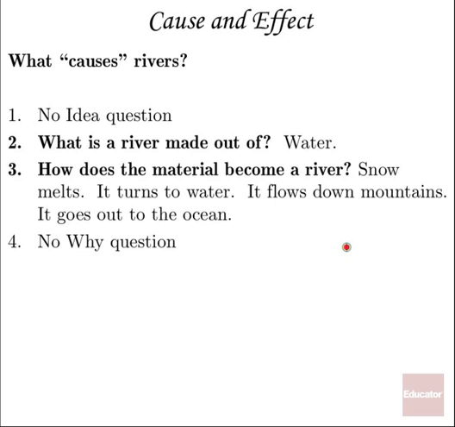But I can ask what a river is made out of. And I can ask, how did that material, the water, become a river? And there's actually a process to it. Snow melts, it turns into water, it flows down mountains and out into the ocean. That's a process. And so I bet if I was talking about what causes a river, I'm going to be concentrating on 2 and 3 because I can't ask questions 1 or 4. I can't ask what idea, and I can't ask why. It doesn't make sense.